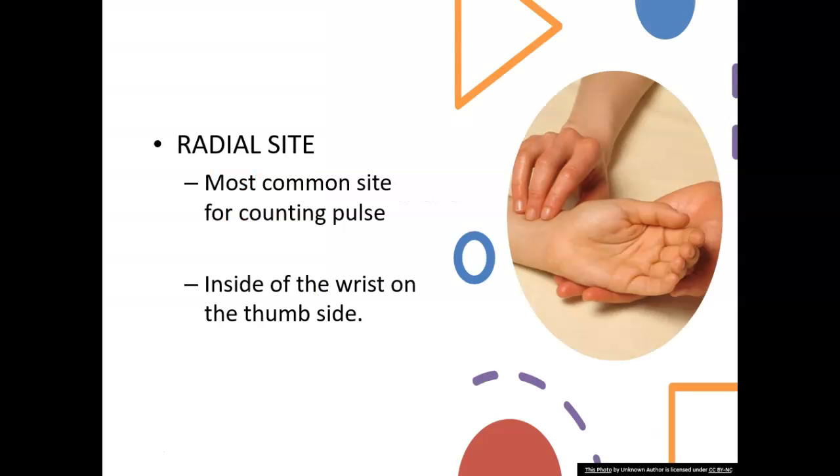Right here is a picture of where you would put your fingers to do a radial pulse. And radial pulse is the most common. So it's inside of the wrist on the thumb side.